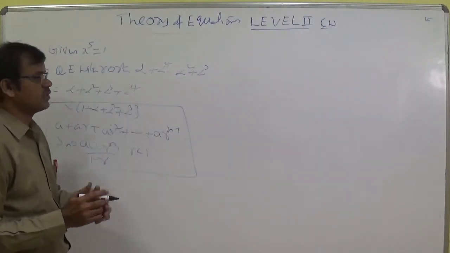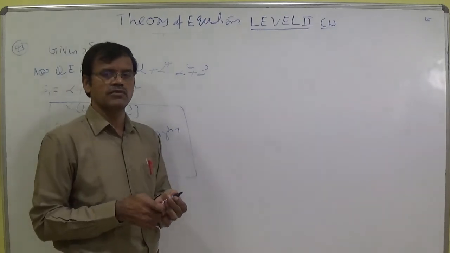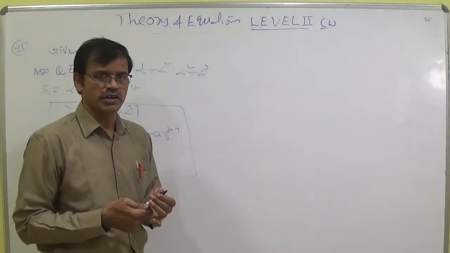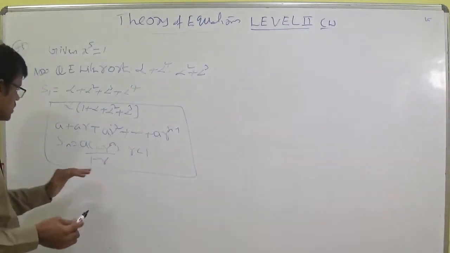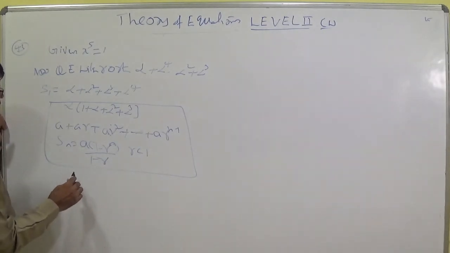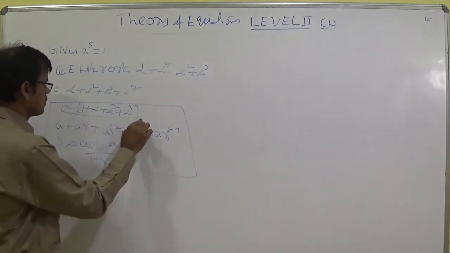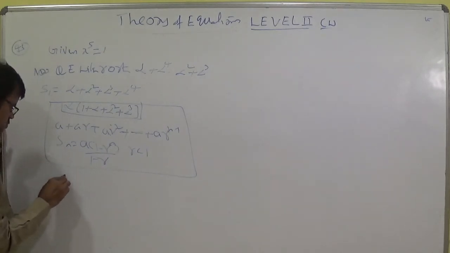You can learn why it is becoming R less than 1. What is the fifth root of unity? What is the cube root of unity? What is the nth root of unity? In a detailed way I will explain in the chapter. So R less than 1 here. Now you can understand alpha into this one, so alpha into S1 I am writing. S1 meaning sum of roots.